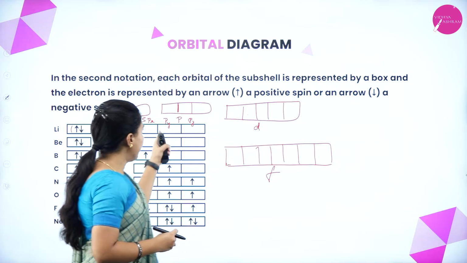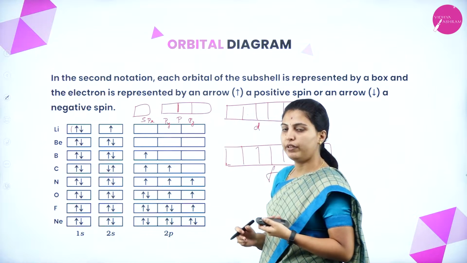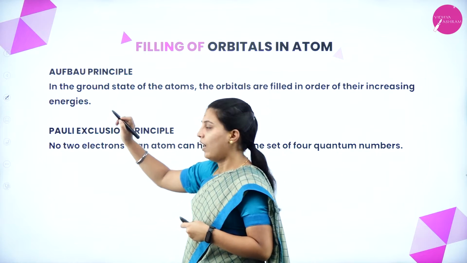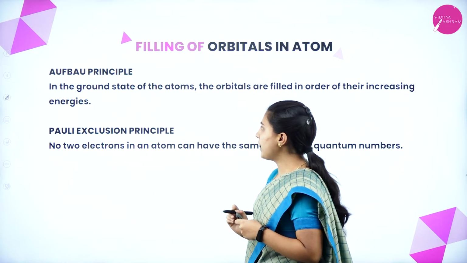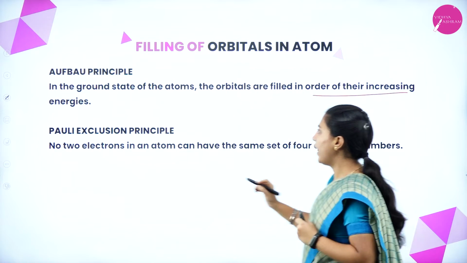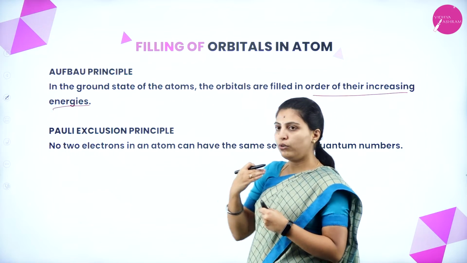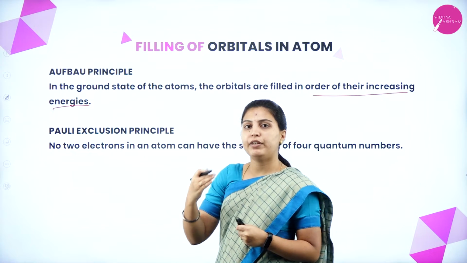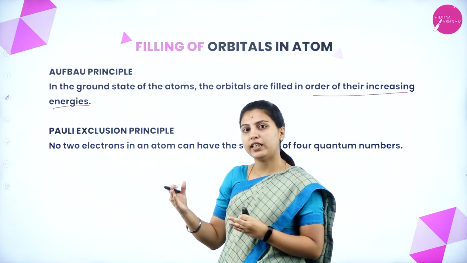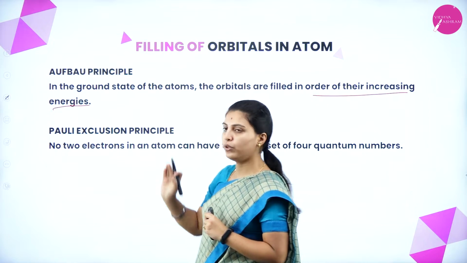Why do Px, Py, Pz have singly occupied on one side and doubly occupied on another? We will tell. Filling up of orbitals in an atom: first we will see the Aufbau principle. In the ground state of atoms, the orbitals are filled in the order of their increasing energies. As we have seen in the electronic configuration concept, electrons keep on filling from the lower energy up to higher energy. That is the Aufbau principle.